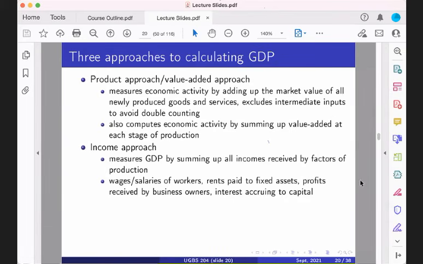Then someone was asking about the income approach. When we follow the income approach, GDP is measured by summing up all incomes received by the factors of production. Workers receive a wage or a salary, fixed assets such as land receive what is called rent. Business owners receive what is called profit, and the return for capital is interest.